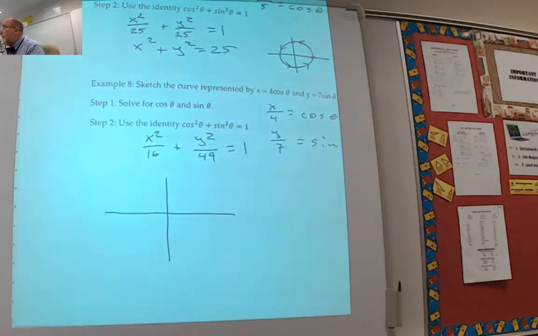So is it just like an oval? Pardon? An oval? Oval and an ellipse are the same thing. Oval is a layperson's name for an ellipse, like circle is a layperson's name for a circle.